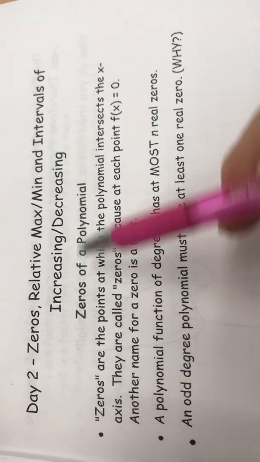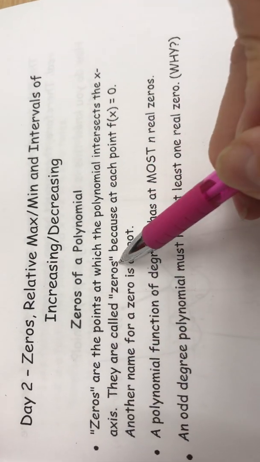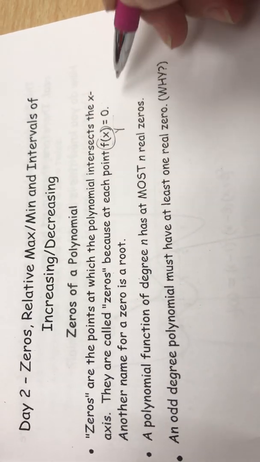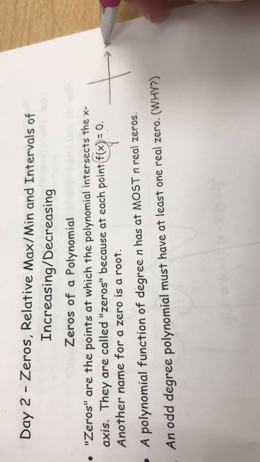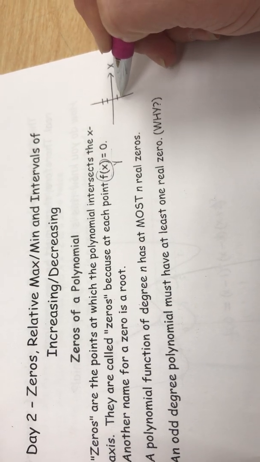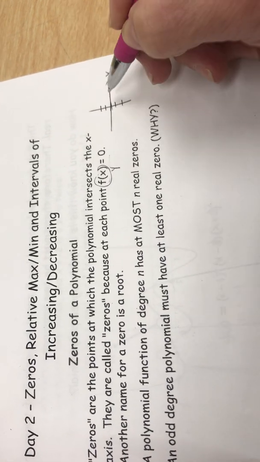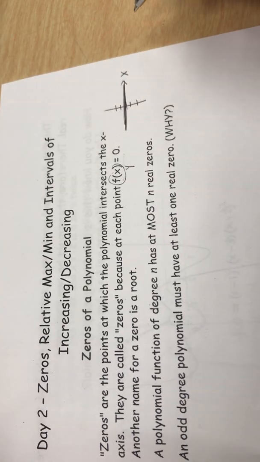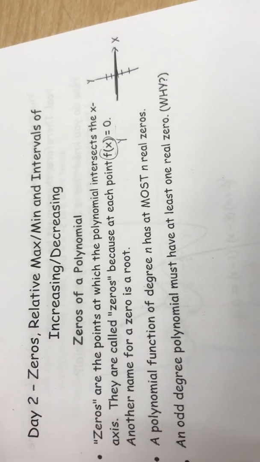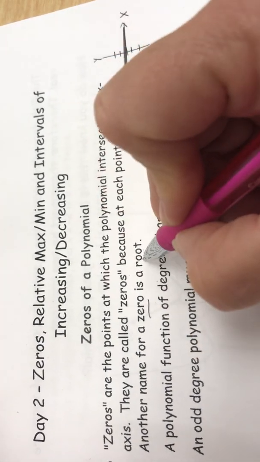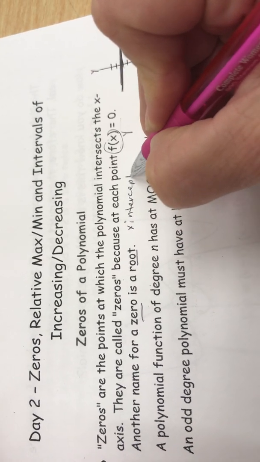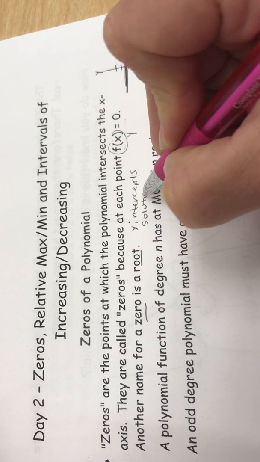Okay, the zeros are the points that intersect the x-axis. They're called zeros because that's where f of x equals 0, meaning that's where y equals 0. This is the x-axis. Y equals 1, y equals 2, y equals -1, y equals -2, y equals 0 here. So everywhere along here, y equals 0, and y we know is the same thing as f of x. Okay? So they're called zeros, roots, x-intercepts. We've talked all about this. They're called solutions.